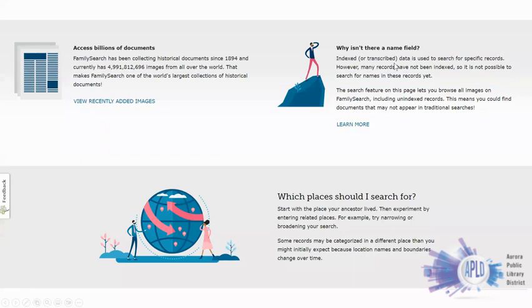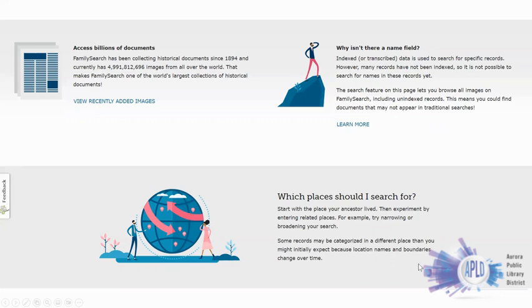Why isn't there a name field? Well, this is images. This is for browsing those images, and a lot of the records haven't been indexed, so it's important to go through these images page by page.